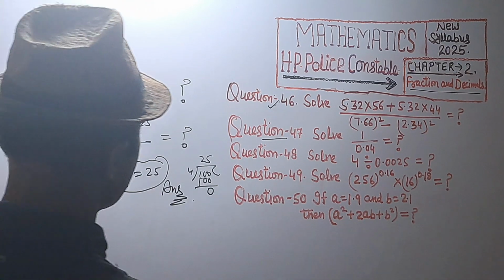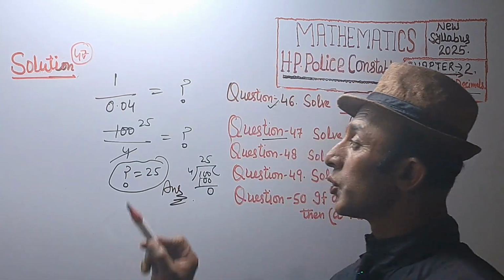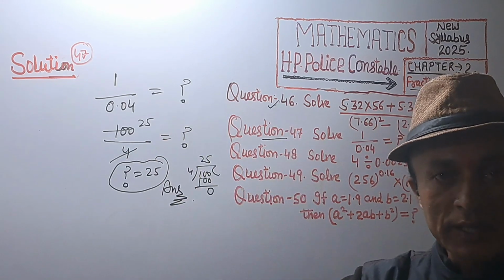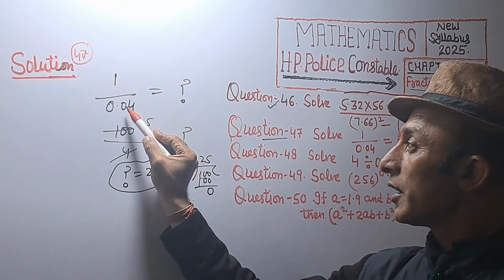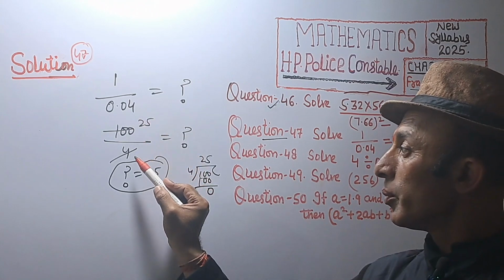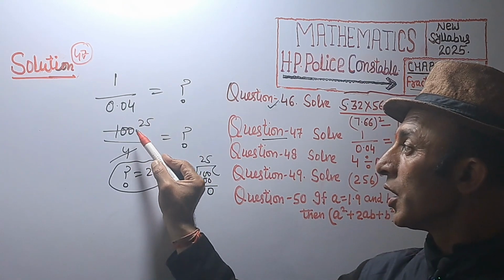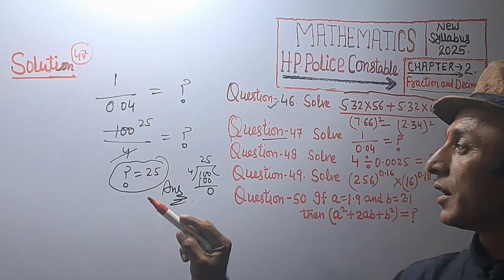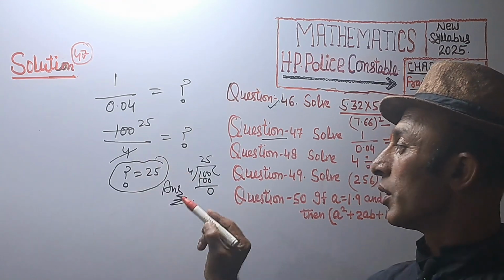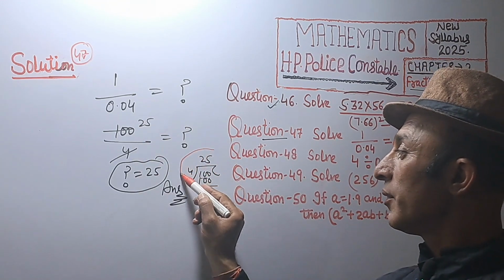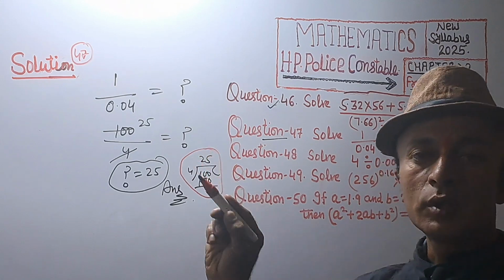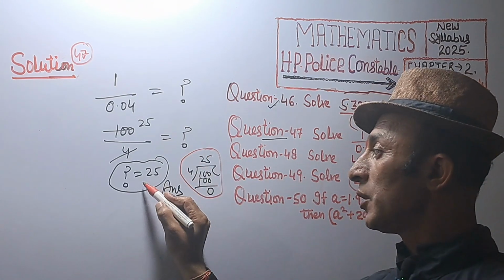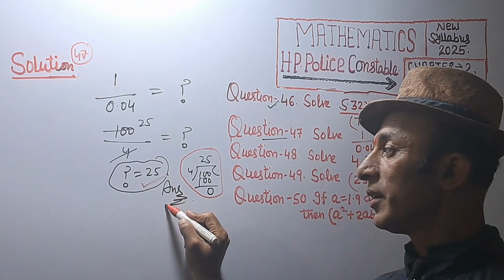Answer. Given question is 1 upon 0.04 equal to question mark. So 0.04 we can write as 4 over 100, multiplied by the numerator, that is 100 upon 4. And 100 divided by 4 is equal to 25, since 25 fours are 100. So we get question mark equal to 25. Answer.